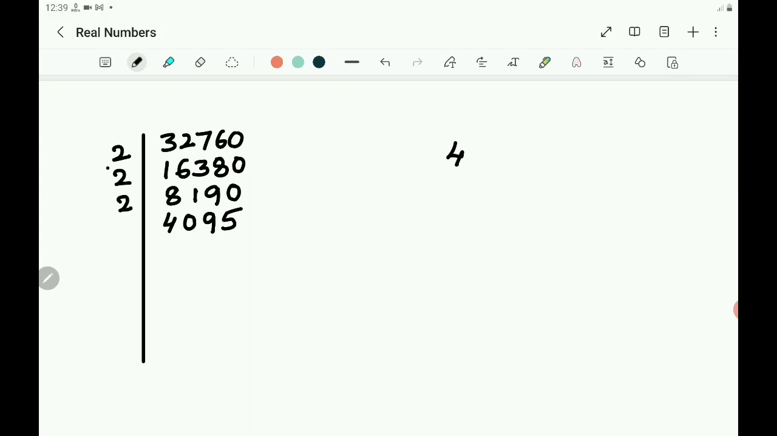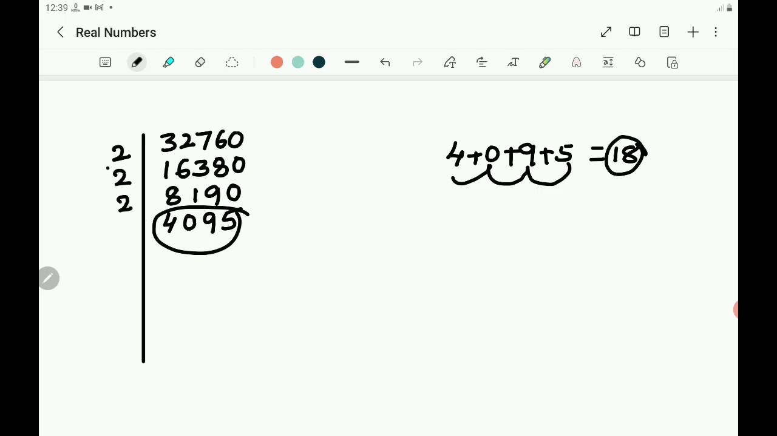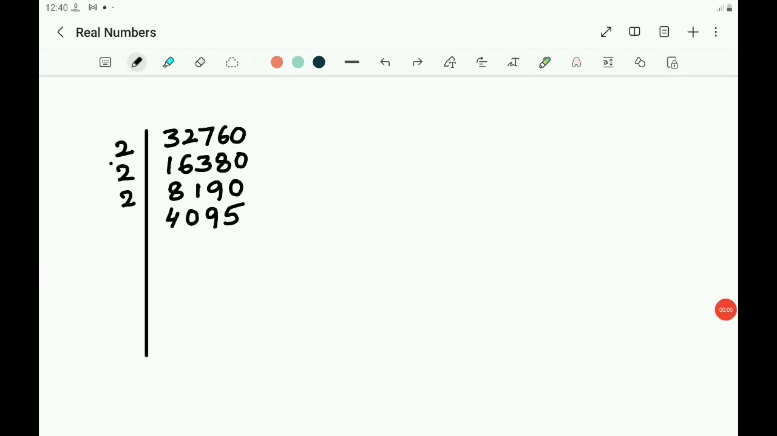Add the digits 4 plus 0 plus 9 plus 5. 4 plus 0 is 4, 4 plus 9 is 13, 13 plus 5 is 18. Means 18 is divisible by 3, means this 4095 is also divisible by 3. Then you write 3 and divide it by 3.